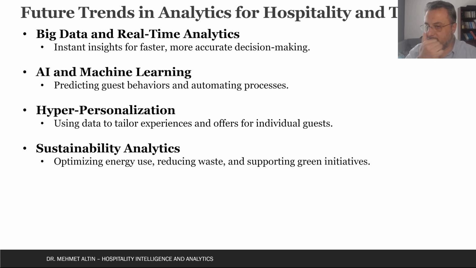Finally, another branch that is coming up is called sustainability analytics. It is gaining importance as businesses focus on reducing their environmental impact, and it also helps with cost, because this kind of analytics could help optimize energy use, minimize waste, and support green initiatives while maintaining operational efficiency.